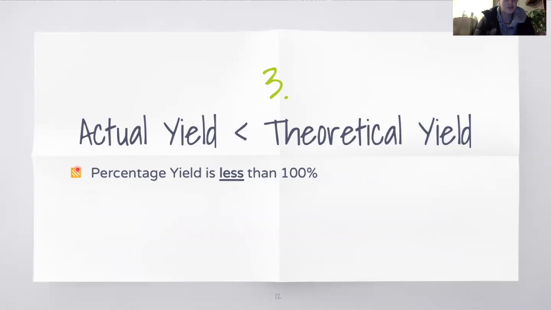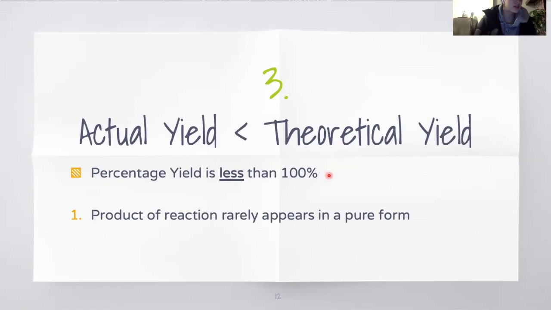The last case is when the theoretical yield is greater than the actual yield, resulting in a percentage yield that is less than 100%. There are a few factors which could result in reduced actual yield. The first reason is that the product of the reaction rarely appears in a pure form. Some products may be lost during the necessary purification steps, which reduce the yield.